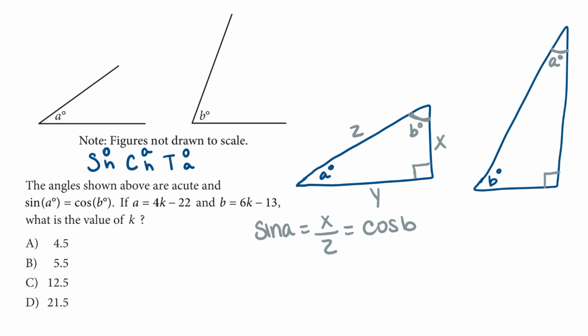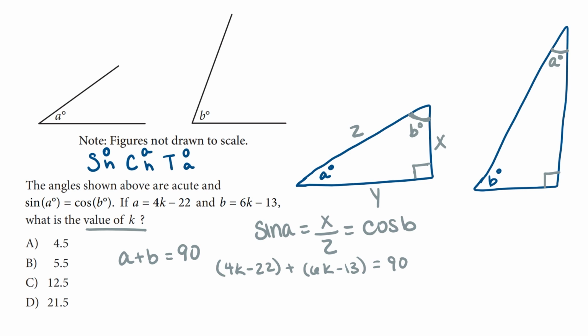Now we need to find the value of K. We know that A plus B is equal to 90. The sum of our interior angles in our triangle is 180, which means A plus B must equal 90 because our other angle is 90 degrees. So we're able to use that to find K because we know if A is 4K minus 22 and B is 6K minus 13, adding those two together will give us 90.